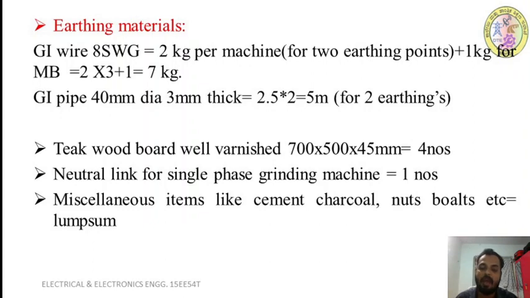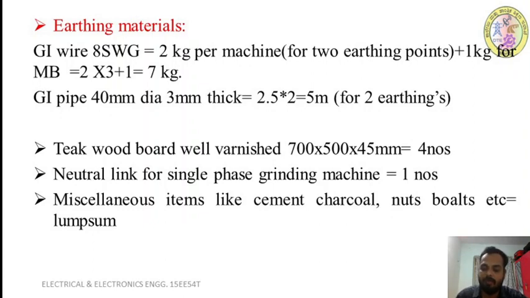Next, we have a single phase machine, the grinding machine. To tap the neutral we require a neutral link. The neutral link for the single phase grinding machine is 1 number. Next, miscellaneous items we require like cement, charcoal, nuts, etc. That is a lump sum. Okay, so this is how to calculate the materials and their specifications for the above said problem. So we have calculated all the materials with their specifications.